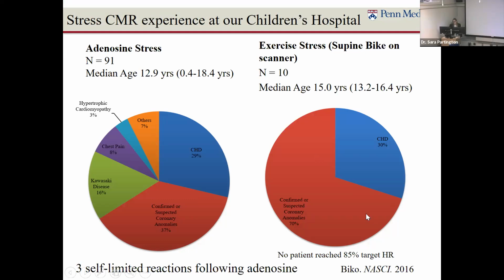For the adenosine stress patients, the median age here was about 13 years. The majority of patients were having the stress testing because of coronary anomalies, so generally anomalous origins of coronary arteries. Some had Kawasaki's disease and others congenital heart disease. And then vasodilator stress was safe in these patients.